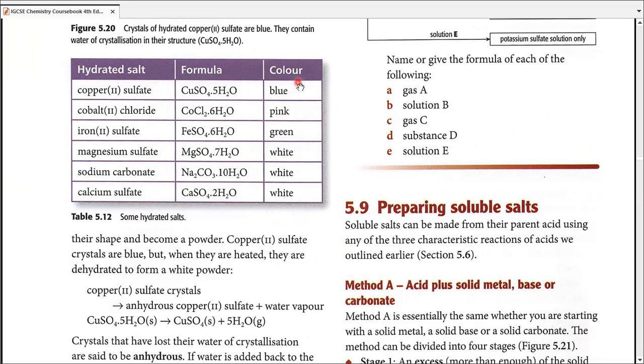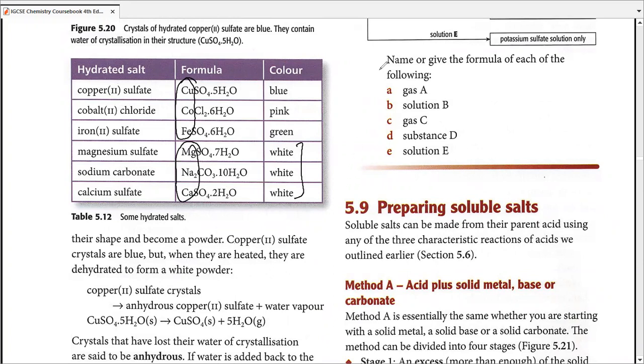Now, their colors are blue, pink, and green in case of copper, cobalt, and iron. And I think it's pretty understandable as all three of them are transition elements. The rest are simple metals. That's why all the salts are white.